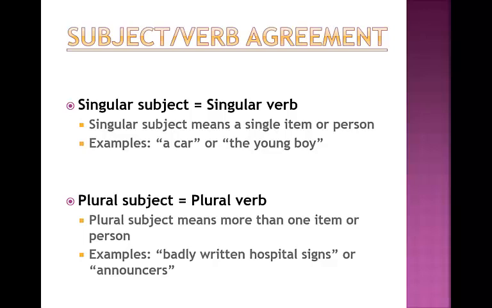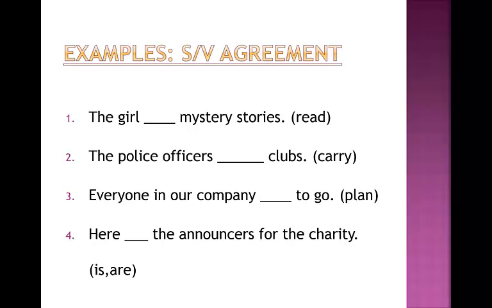So interestingly enough, not all verbs with an S on the end are considered plural. Some of them are singular. It all depends on what kind of verb it is. If you're not sure, you can Google verbs and check for their conjugation, C-O-N-J-U-G-A-T-I-O-N. Anyhow, there are some examples here. A singular subject would be a car or the young boy. A plural subject might be badly written hospital signs or announcers. So, some simple examples to drive the point home.